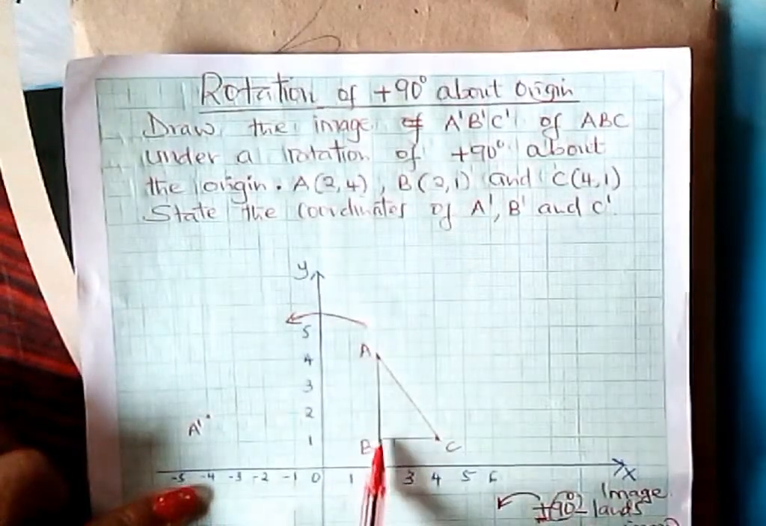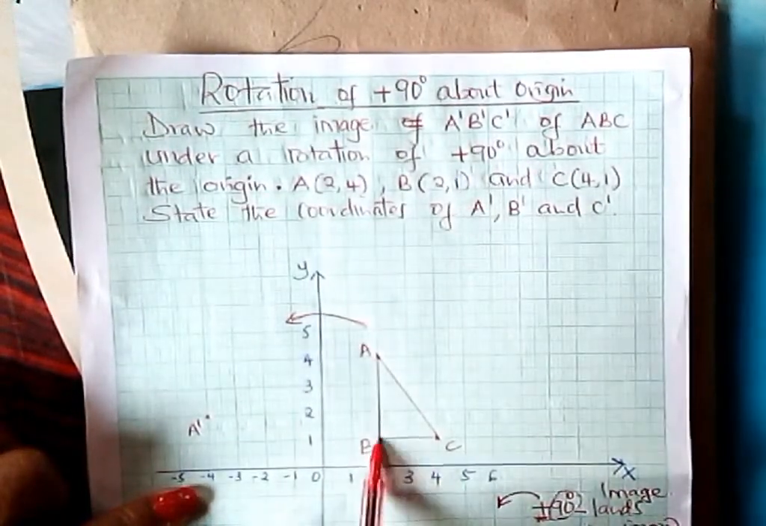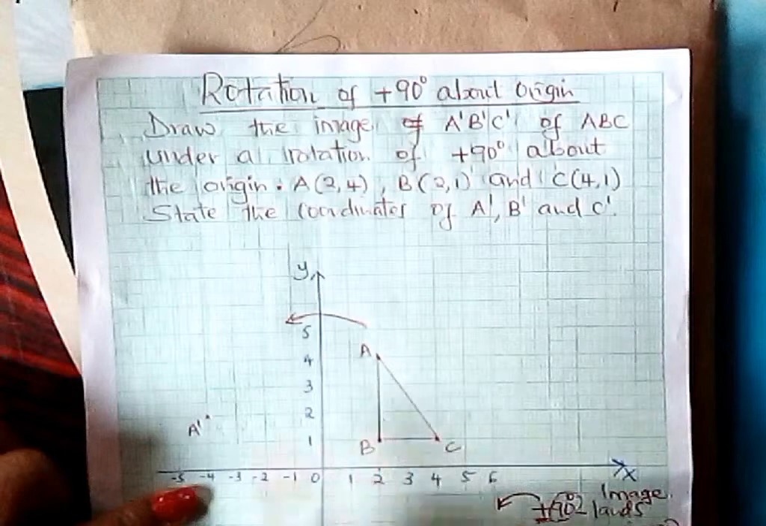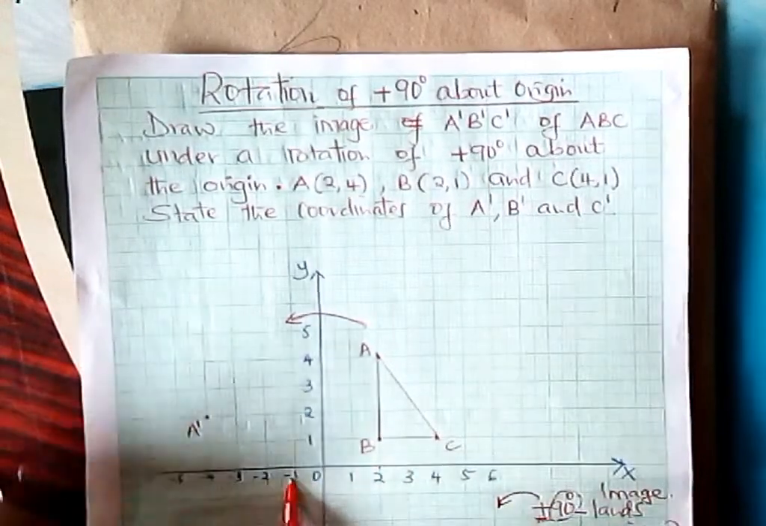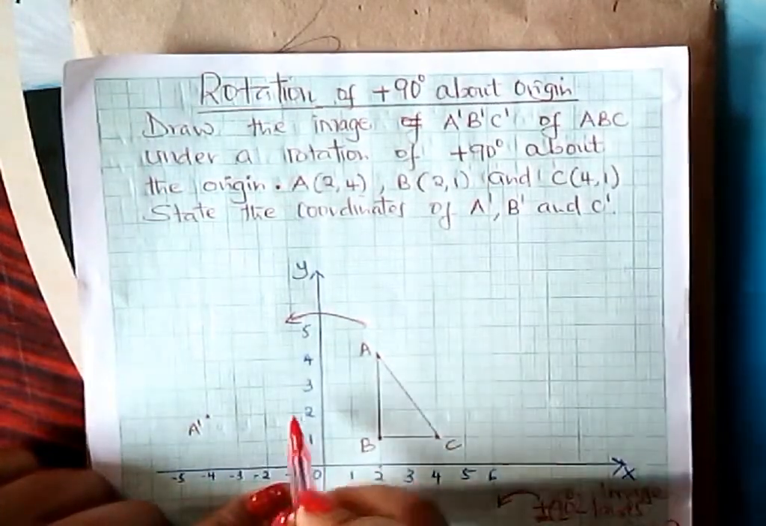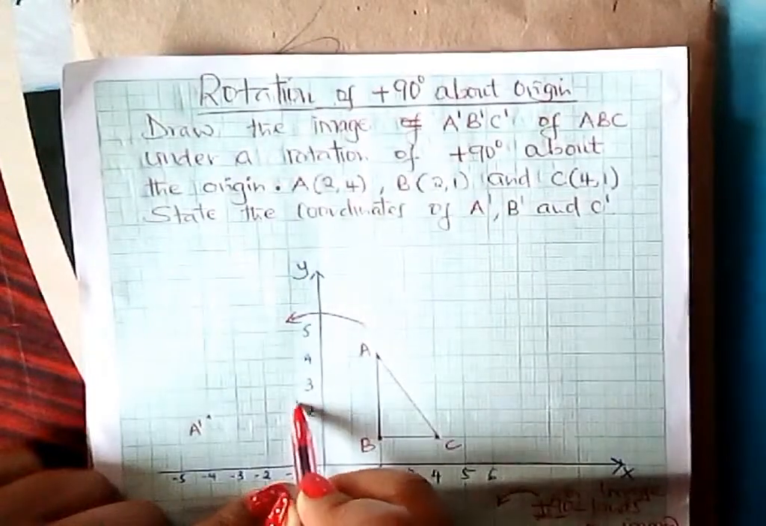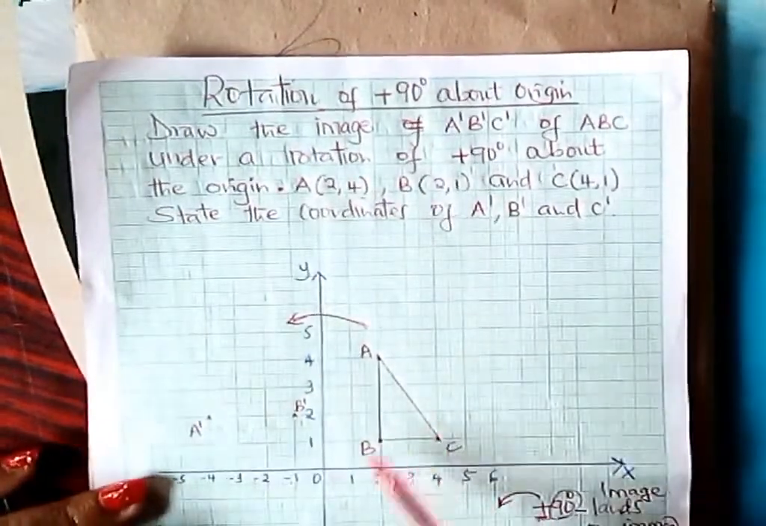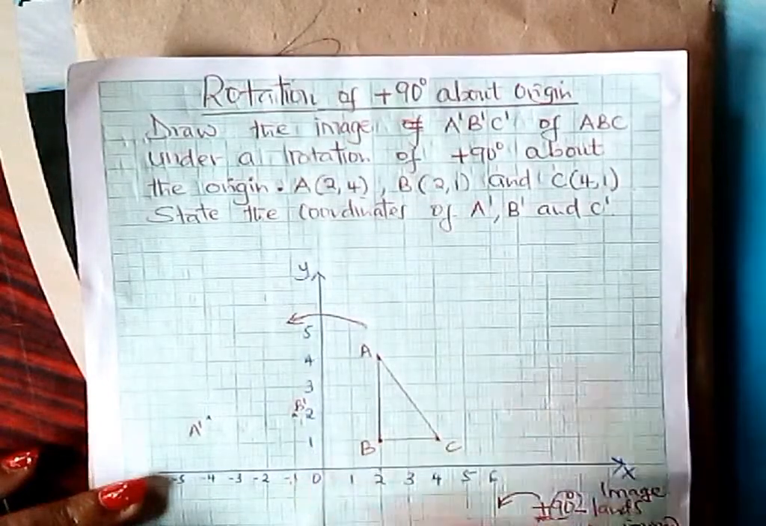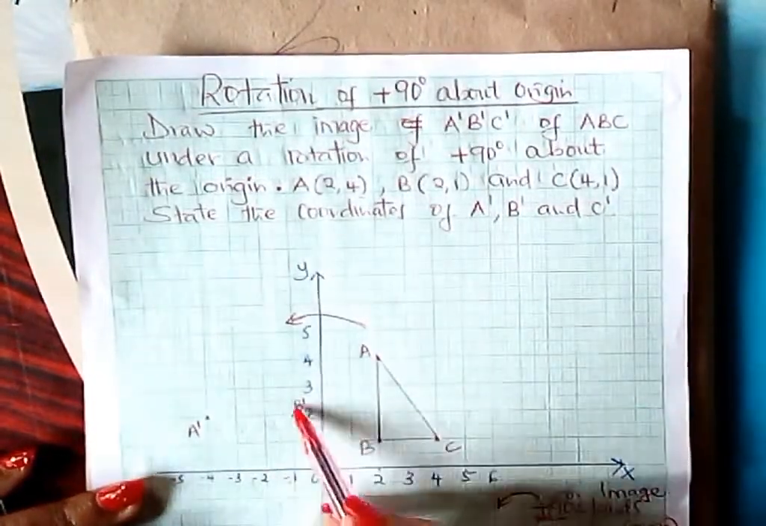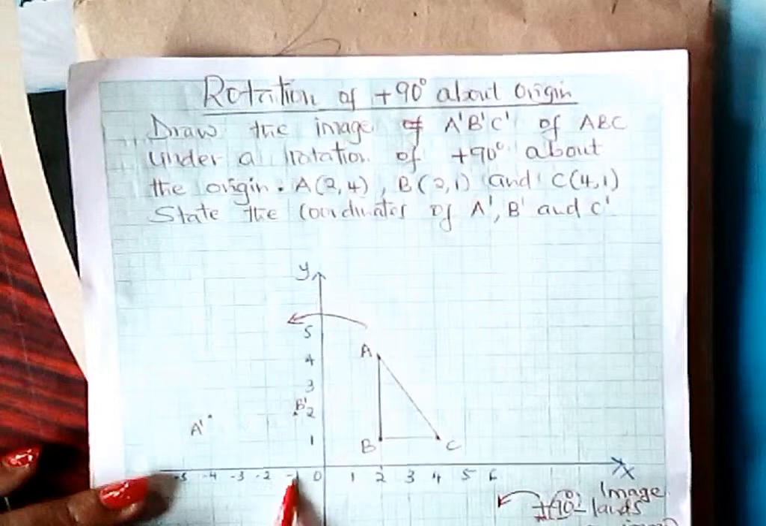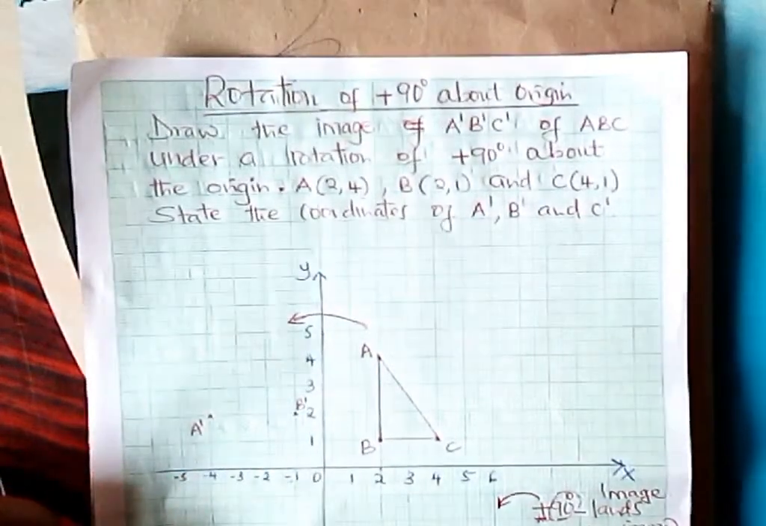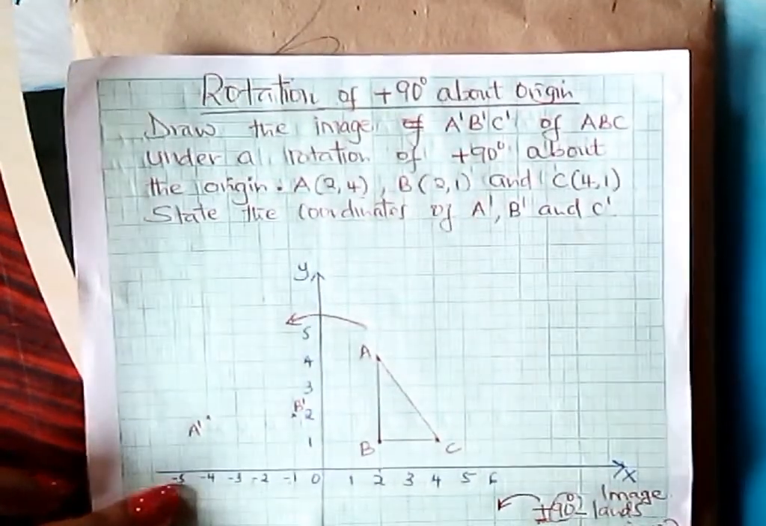We go to B. B is at 2, 1. Look at this, learner, 2, 1. So you interchange the coordinates and therefore you read it as negative 1, 2. So your B prime lands there. 2, 1, then you interchange to get negative 1, 2. So the 1 is negated because the x-axis is negative here.